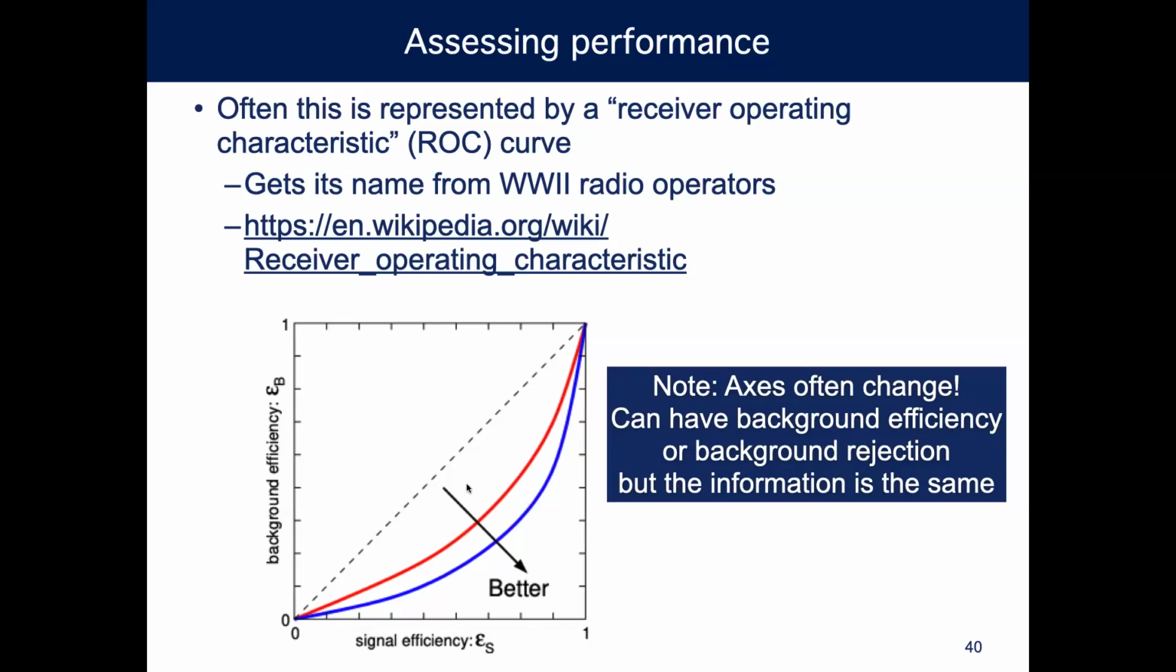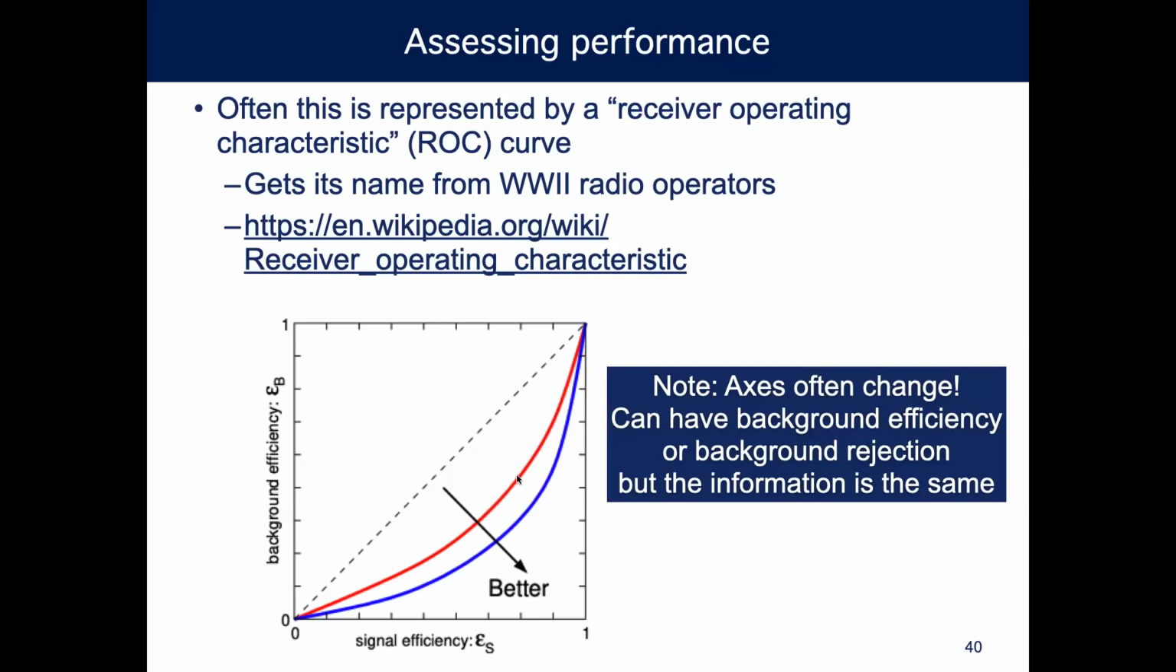However, the axes often change. It's often 1 over the background efficiency, so purity or something. Just pay attention to which it is. And usually, if they know what they're doing, they'll tell you which is the direction that's good. So it's either to the bottom right or to the upper right, or wherever you go. But what you're really looking at is to optimize this.